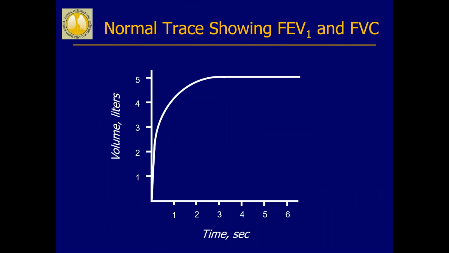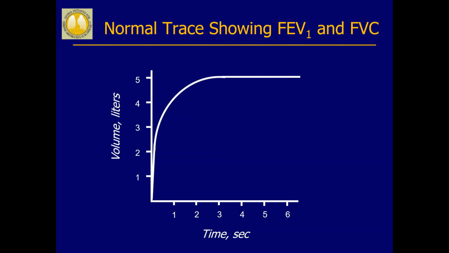Okay, so when you see a normal tracing for FEV1 and FVC, there are several different graphs. One graph I want you to look at is the graph that has time in seconds on the bottom axis and volume on the vertical axis. If you imagine you take a deep breath and blow out, and you're trying to measure how much volume of air you blow out over time, this is the curve that should arise.